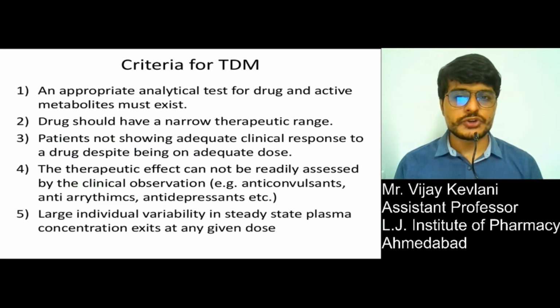The criteria for drugs are: an appropriate analytical test for the drug and active metabolite must exist. If an analytical technique is unavailable, it is useless to go for therapeutic drug monitoring. The drug should have a narrow therapeutic range. The patient is not showing adequate clinical response to a drug despite being on an adequate dose. The therapeutic effect cannot be readily assessed by clinical observation. Large individual variability in steady state plasma concentration exists at any given dose.